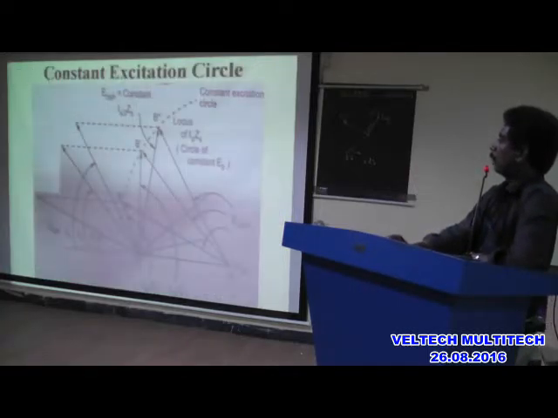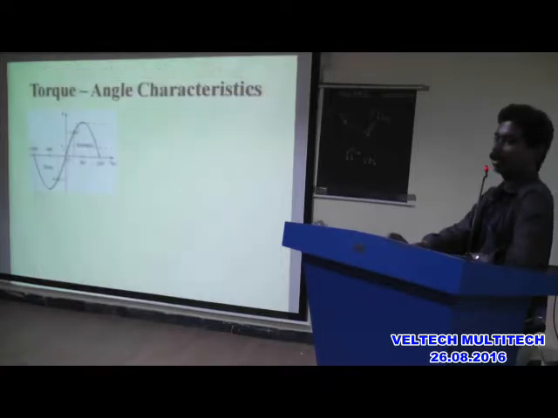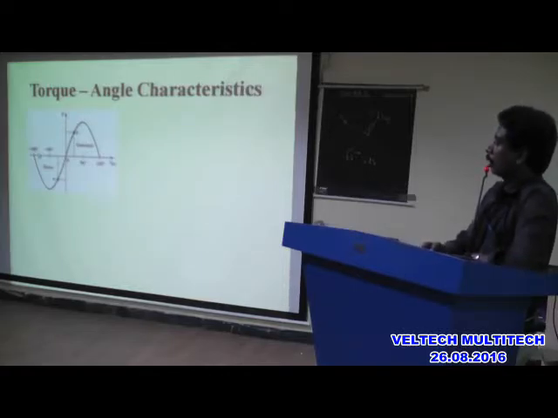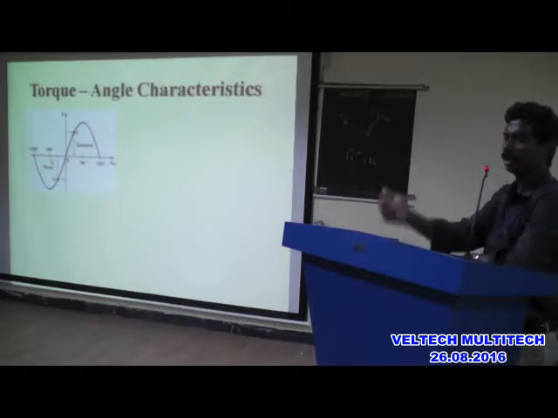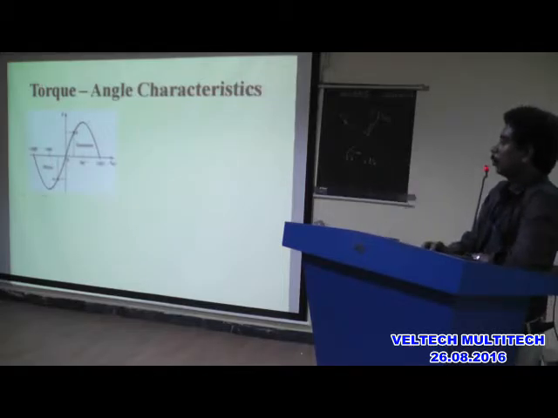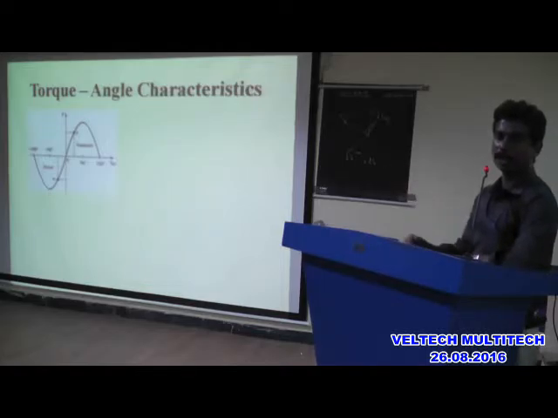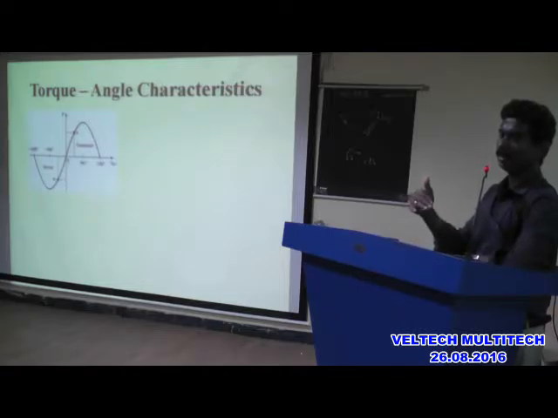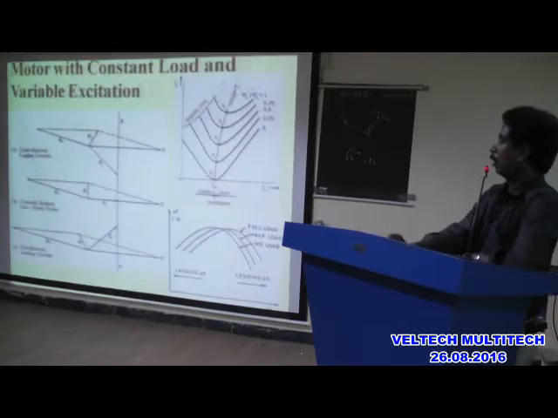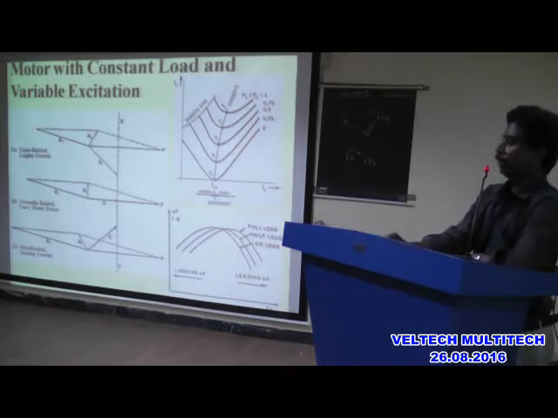Now similarly, if you join all these points, this is called the constant excitation circle. Then torque angle characteristics: this is generator torque angle, this is motor torque angle. The maximum torque you can get in a synchronous motor is at 90 degrees. If delta is 90, you get the maximum torque. This is the pull out torque. If delta is more than 90, the rotor comes out of synchronism, and the motor will stop. If less than 90, there is motor action.